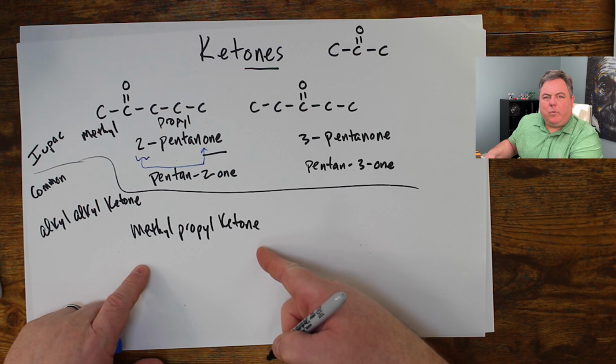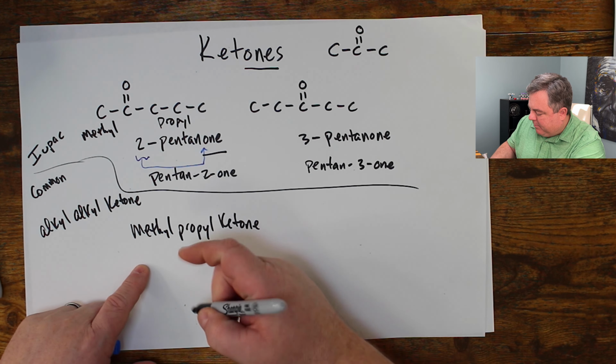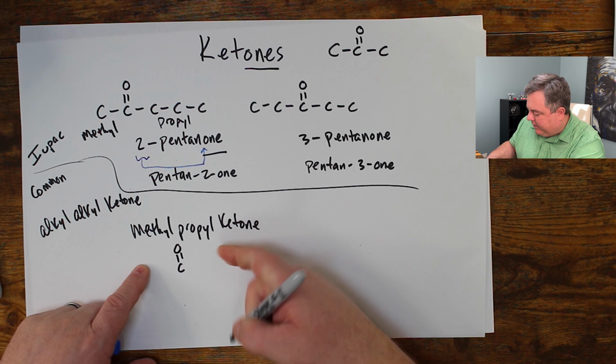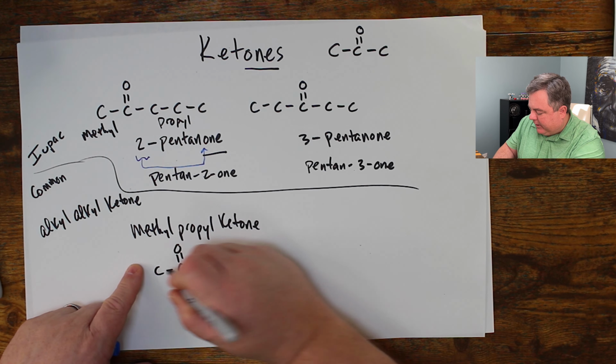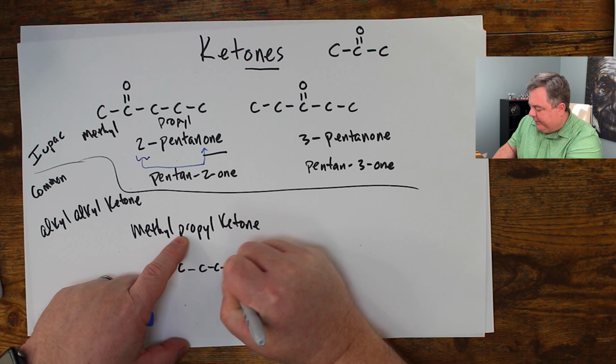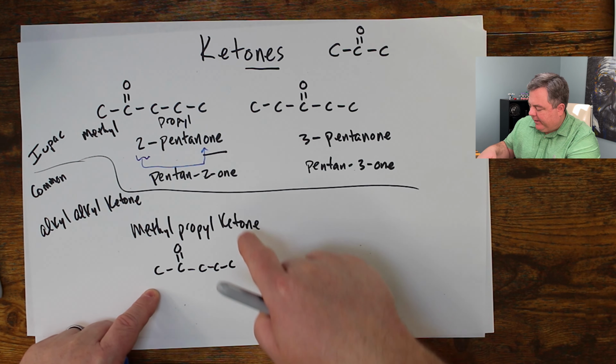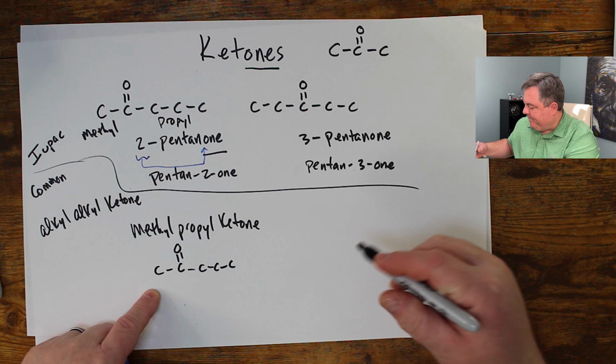So if somebody were to hear this name, they would know, okay, it's methyl propyl ketone. So that's a carbonyl, and it's a ketone with a methyl on one side and a propyl on the other side. So it makes it really easy to draw them if people tell us this way.